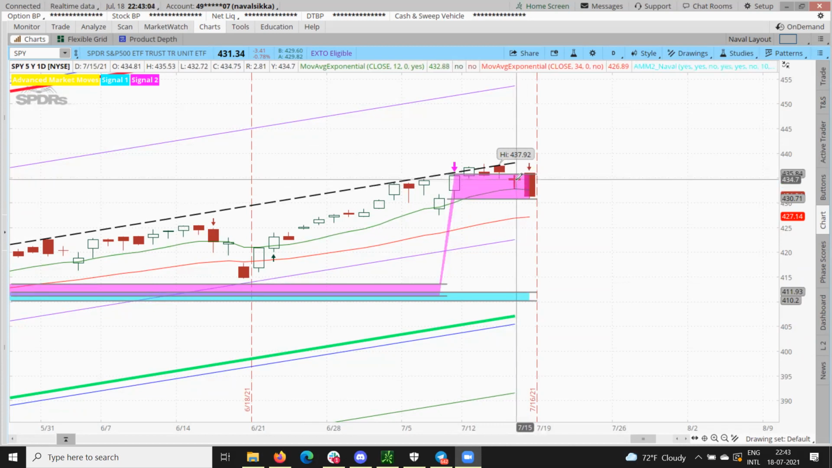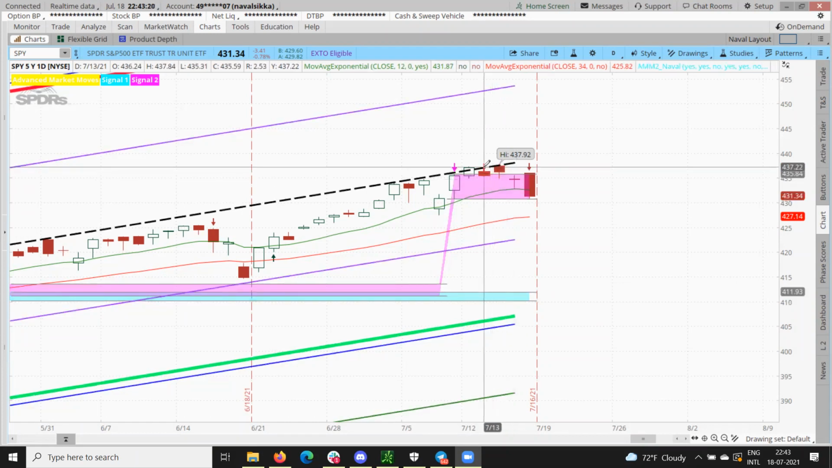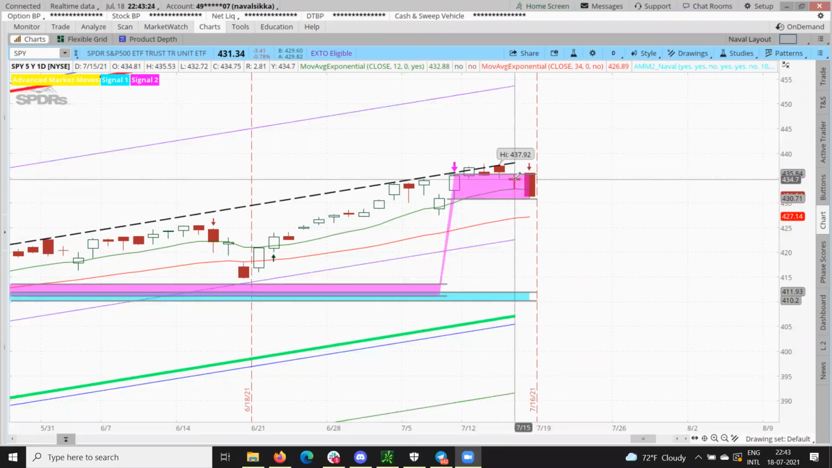Dodgy candle meaning when the price of the candle opened and closed around the same price. So in this case, the candle opened at 434.81 and closed at 434.75. This was Thursday. Okay, so it means that the market got rejected here and came down. It means SPY was confused. What should I do? Should I go up? Should I go down? It had no clear answer.